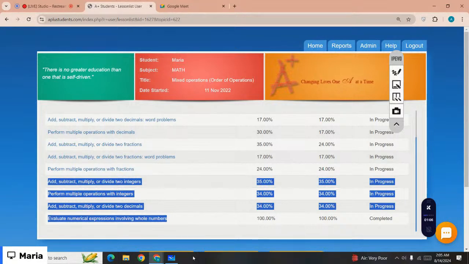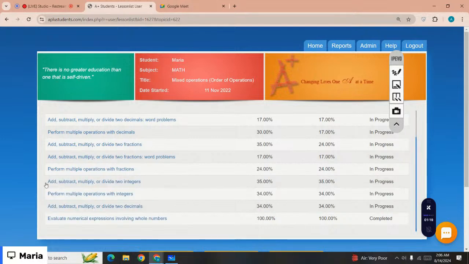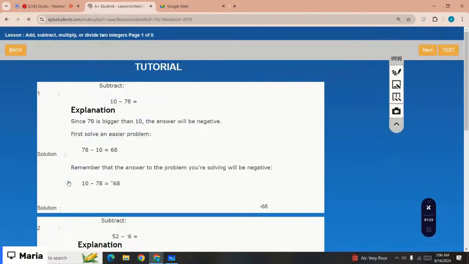So let's just start with the chapter mixed operations. Let's start with the lesson that is add, subtract, multiply, or divide two integers. Hello everyone. We are on grade 6 math. There is something wrong with the lesson name issue. I tried to fix it, but I can't. So focus on the lesson, please. Let's start with the first lesson, that is add, subtract, multiply, or divide two integers.